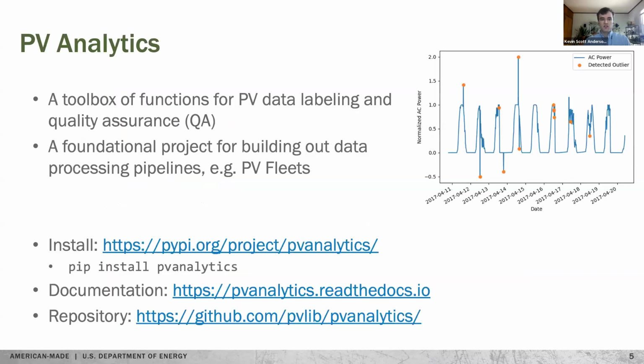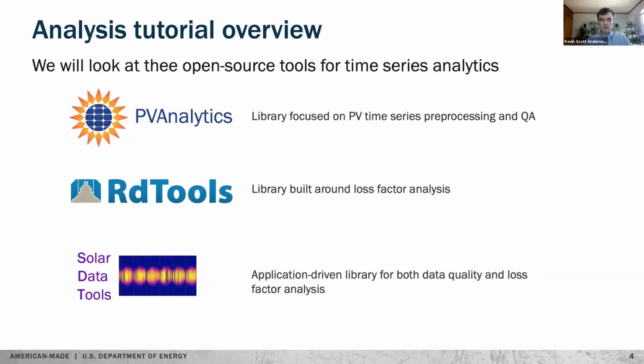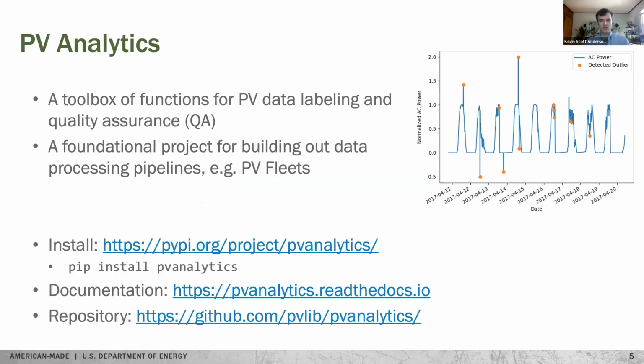So there's going to be 3 tools talked about today. The first one is PV Analytics, which is a library focused on data pre-processing and quality assurance. It's designed as a toolbox of functions along the lines of PV-Lib Python, if you're familiar with that tool. And it's more of a foundational package to build other projects on top of.